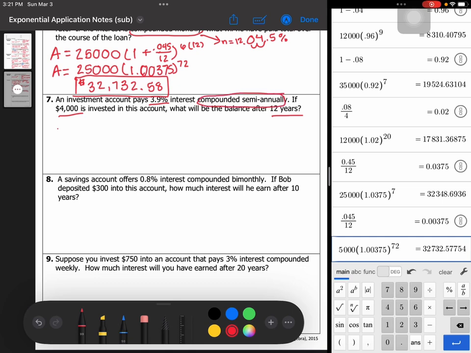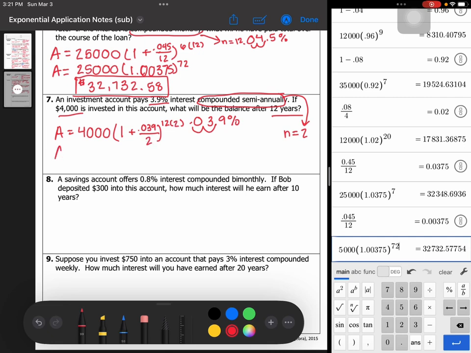So again, we're going to start our equation, put in what we know. Our initial amount is that $4,000 investment. We know our rate, it's 3.9%. Move our decimal over twice, so it's 0.039. Time is 12 years. And if it's compounded semi-annually, that would be twice a year. Annually is once a year, semi-annually is twice a year. So n is 2.